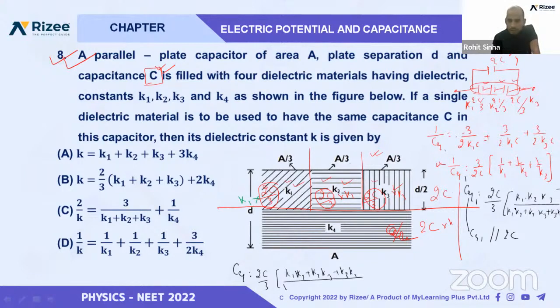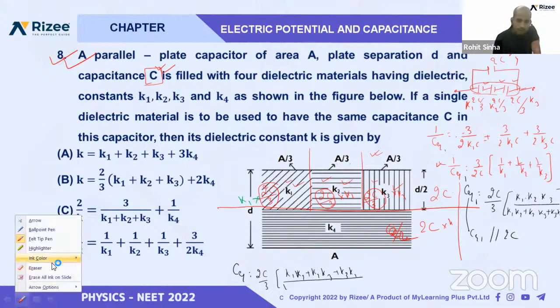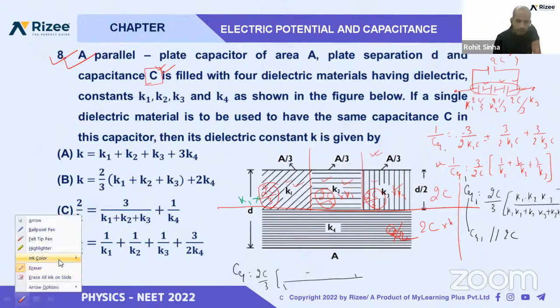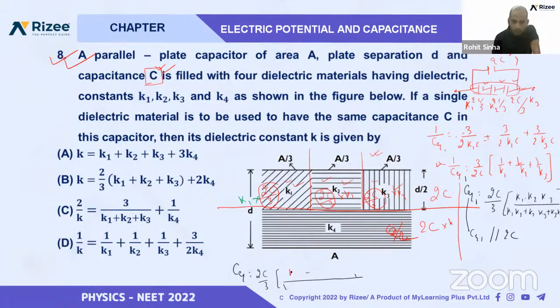I think there is a mistake now. I think it is here K1. Okay, now K1 K2 K3 by K1 K2 plus K2 K3 plus K3 K1. This is in series, in parallel with 2C. So add up to C here. It will be C equivalent, and this C equivalent will be equal to K into C.